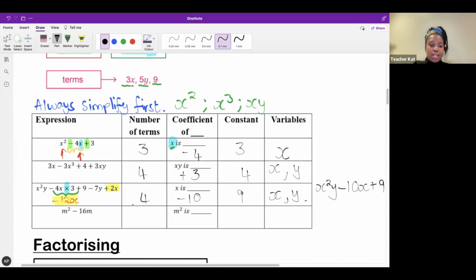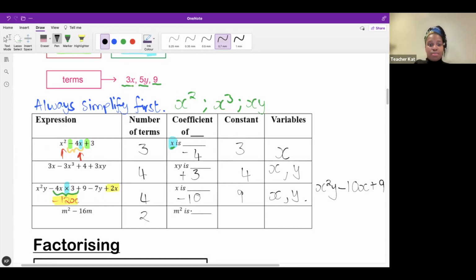Okay, last one. Is there any way I can simplify this? No, there isn't, okay? They're not like terms. We have an m squared and an m. So there's no way we can add them. Do not factorize whatever you do. We cannot simplify. Okay, so let's look. How many terms are there then? Now that we've established that, we have 2 terms.